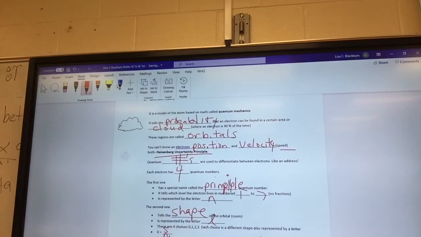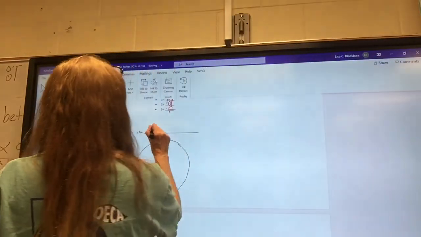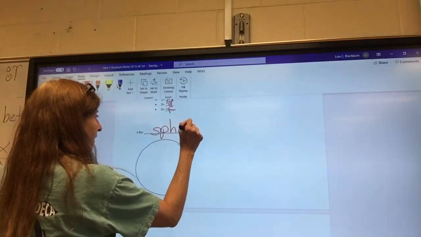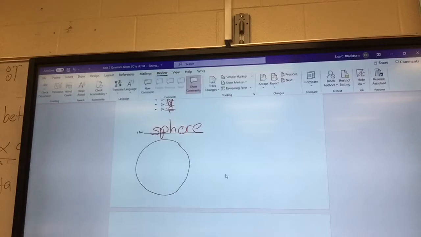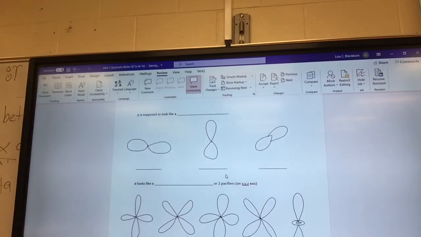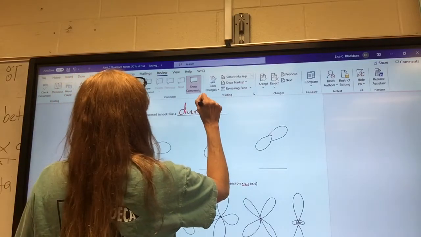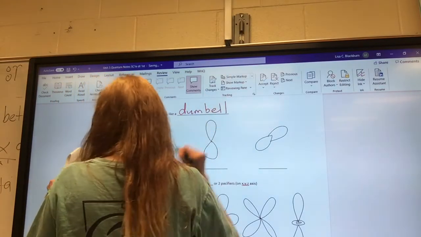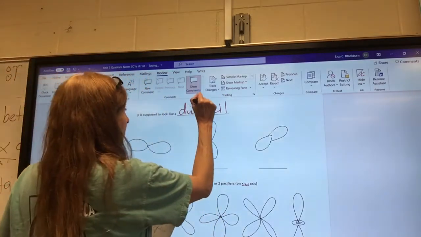Okay, let's look at them a little more with better drawings. So what's that one? S for sphere. What a good sphere I drew. The second one is P. It's supposed to look like a dumbbell. I don't know why, but you will see this on the test. What does P look like? The right answer is dumbbell. Is that how you spell dumbbell? I put two B's in it.